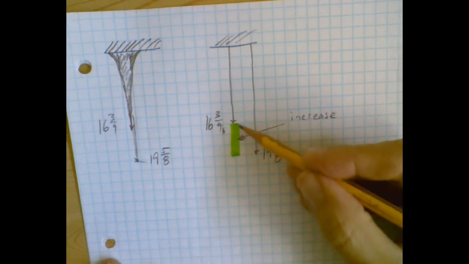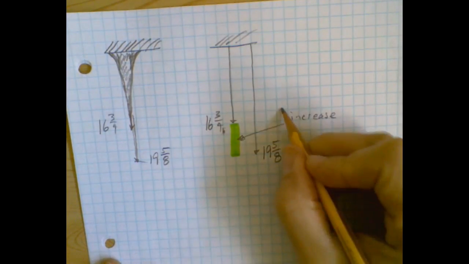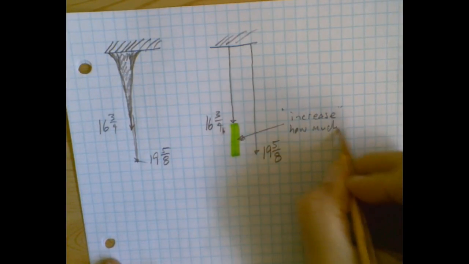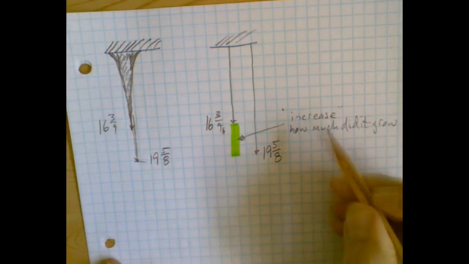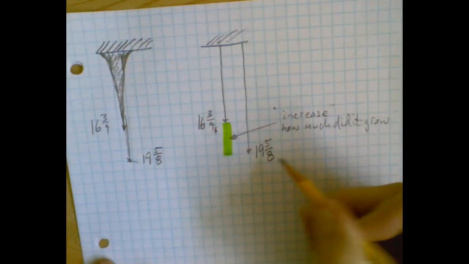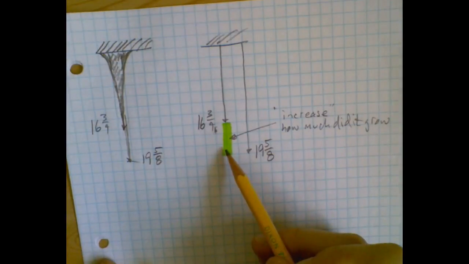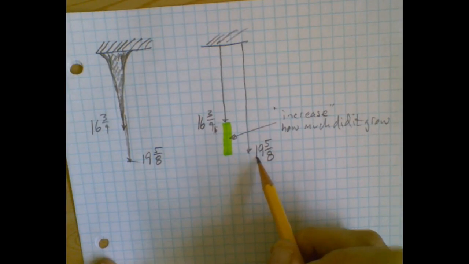All right, it increased from this measurement to this measurement. That's one way I could think about it. It's how much did it grow? So this is how much it grew. This is how much more it is. And if I want to find this, one way to find it is I can simply subtract my first measurement from my second measurement.